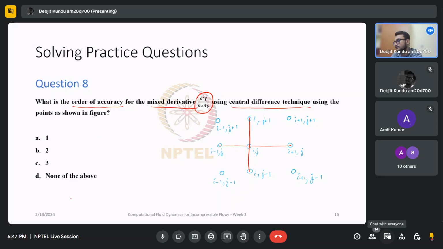There are a lot of points shown in the figure. I'll pick out a few of them in dark blue. I'll use this point, this one, and this one, the ones which I marked by tick mark. So using these four points, if I find the mixed derivative del squared f by del x del y at point i, j, what would be the order of accuracy? The order of accuracy meaning delta x to the power n and delta y to the power n, what would be the value of n?